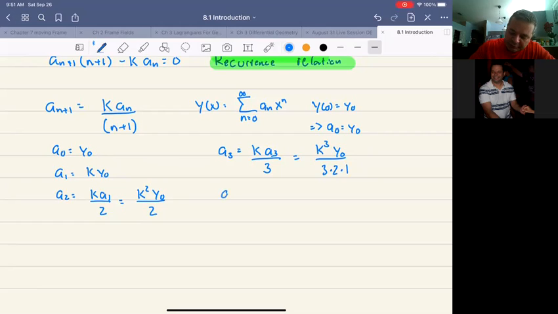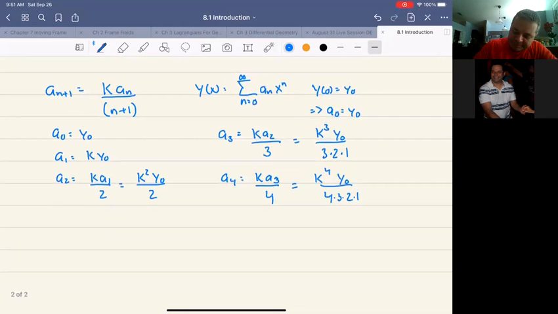a sub 4 is k times a sub 3 divided by 4. Sorry about that, that should have been a sub 2 up here and this one's a sub 3. So that's going to be k to the 4th y0 divided by 4 times 3 times 2 times 1. And we sort of are getting a pattern now. a sub n is k to the n y sub 0 divided by n factorial. Okay, you can see that pattern, I hope.